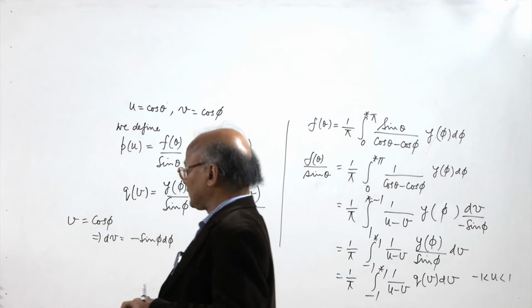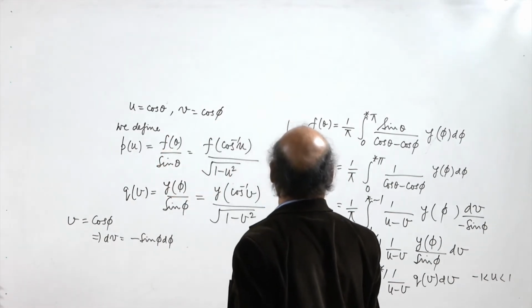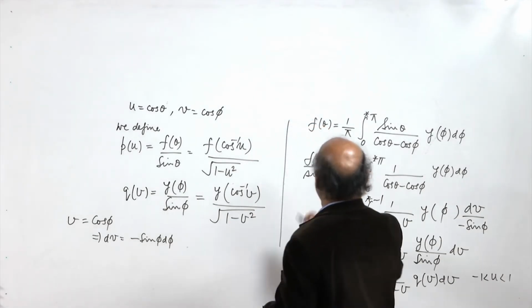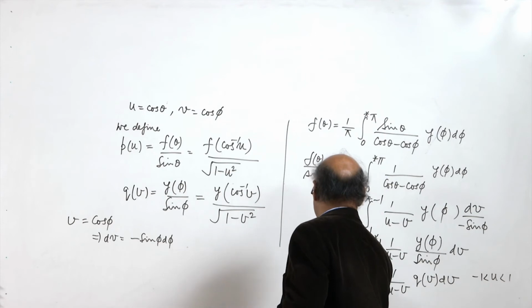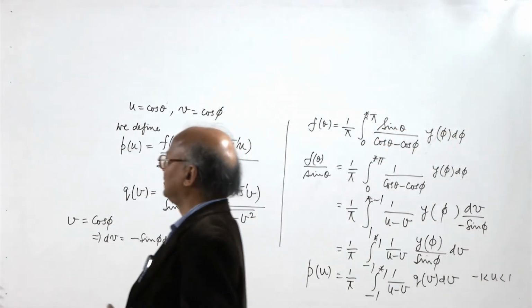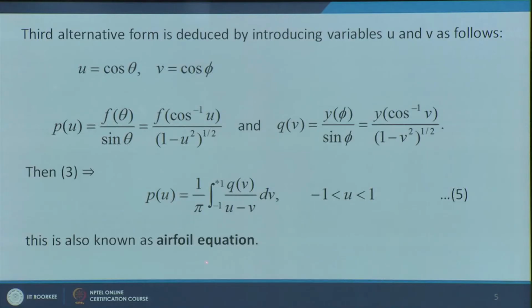Now, this first equation, f theta equal to this, can be rewritten as f theta upon sin theta is pu. So pu equals 1 over pi, integral from minus 1 to 1, qv over u minus b dv. This equation is also known as the airfoil equation.